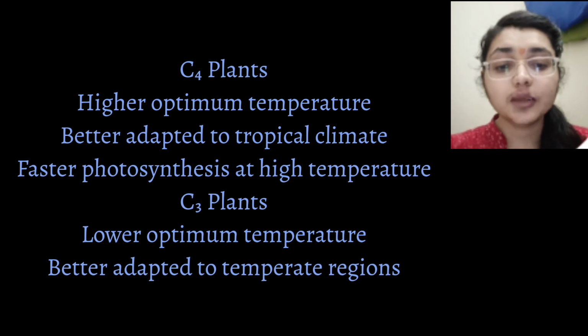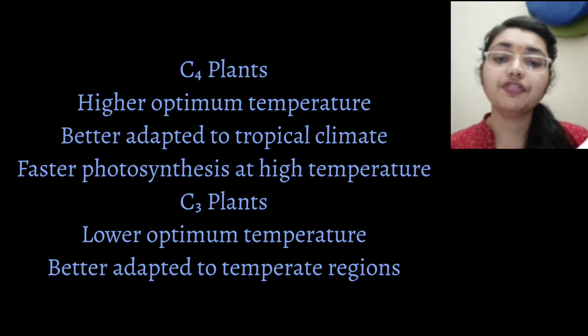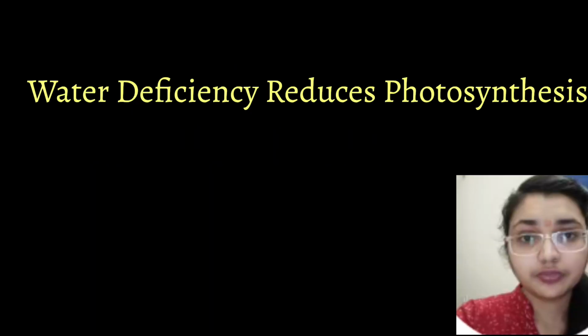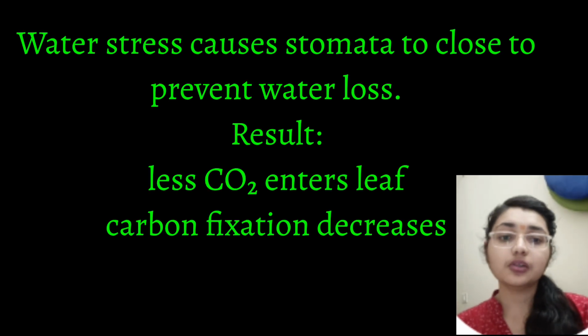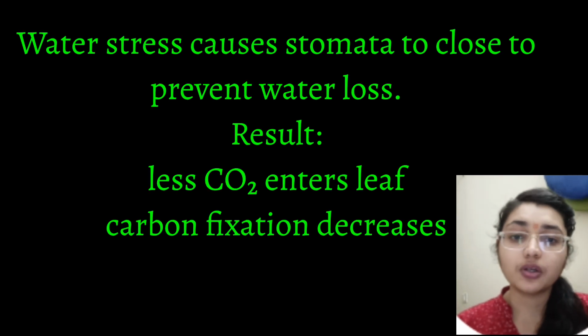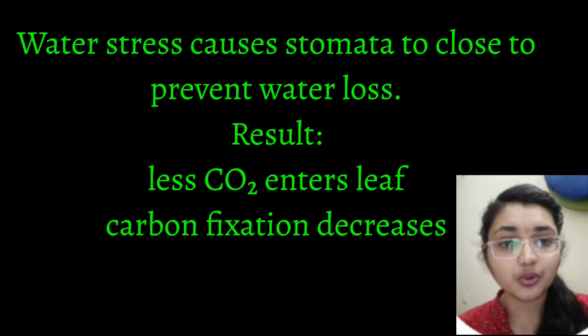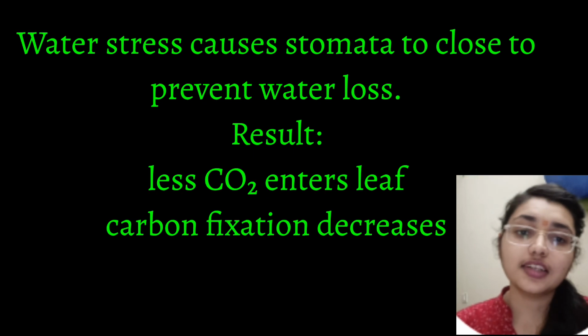Next, water. Water is the reactant in the light reaction, but its effect is mostly indirect. How does water deficiency reduce photosynthesis? Like stomatal closure. Water stress causes stomata to close to prevent water loss, which results in less CO2 entering the leaf and carbon fixation decreases.